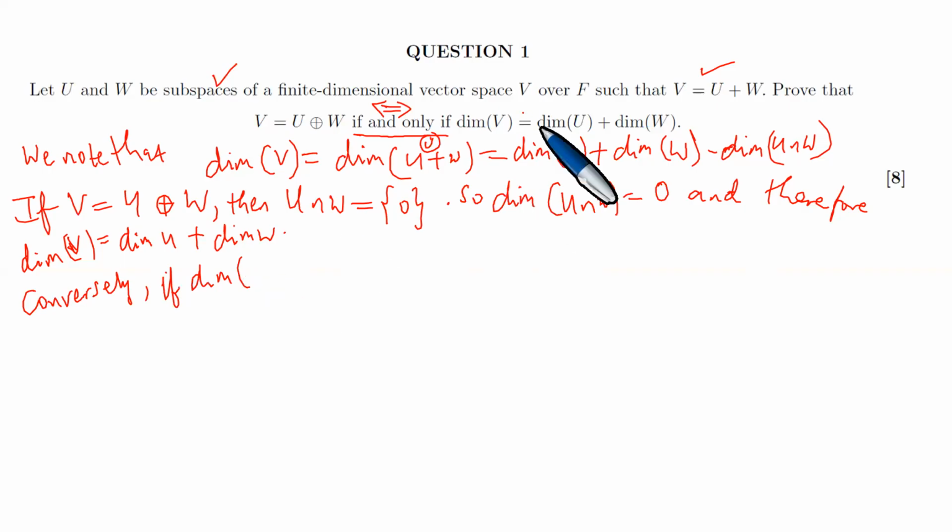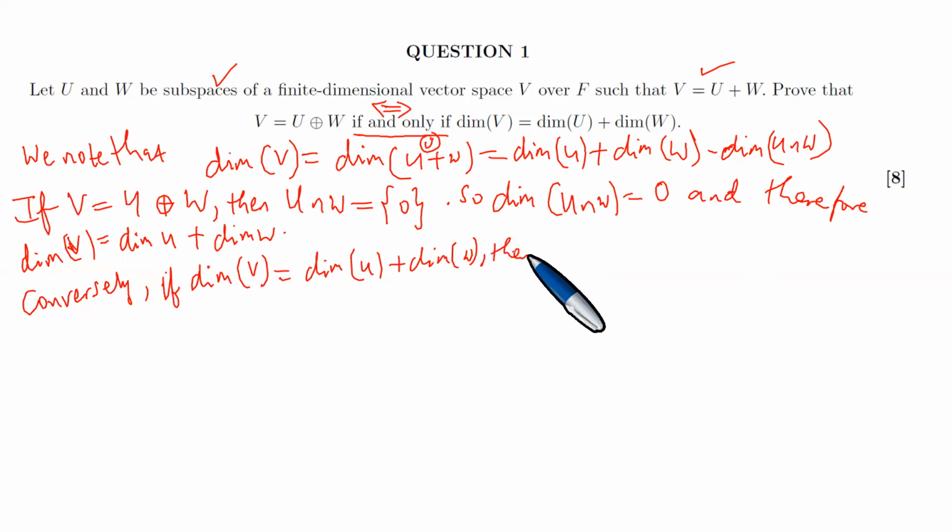So we start by writing this: if the dimension of V is the dimension of U plus the dimension of W. If this is true, the dimension of V is the dimension of U plus W. How do we achieve the direct sum from that?